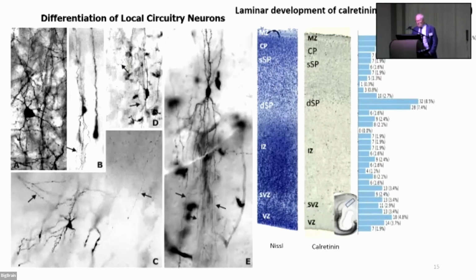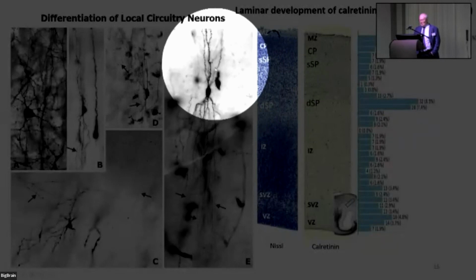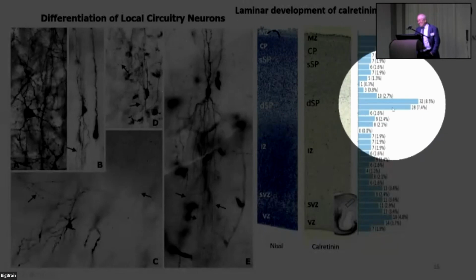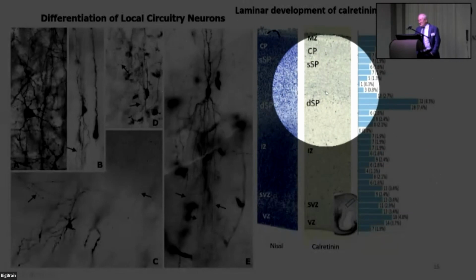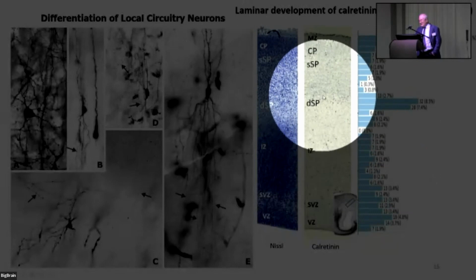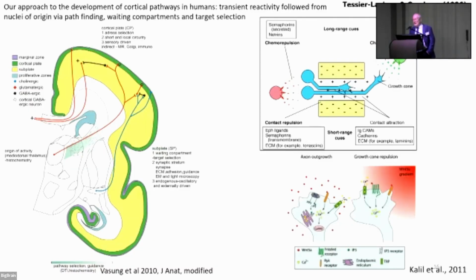Just to convince you, here is a beautiful interneuron in mid-fetal age, a double bouquet cell, one of the very important neurons. And here is the distribution of, let's say, calretinin neurons. And you see that they are concentrated here where the subplate is being formed, what is shown here as deep subplate, this connectivity layer.